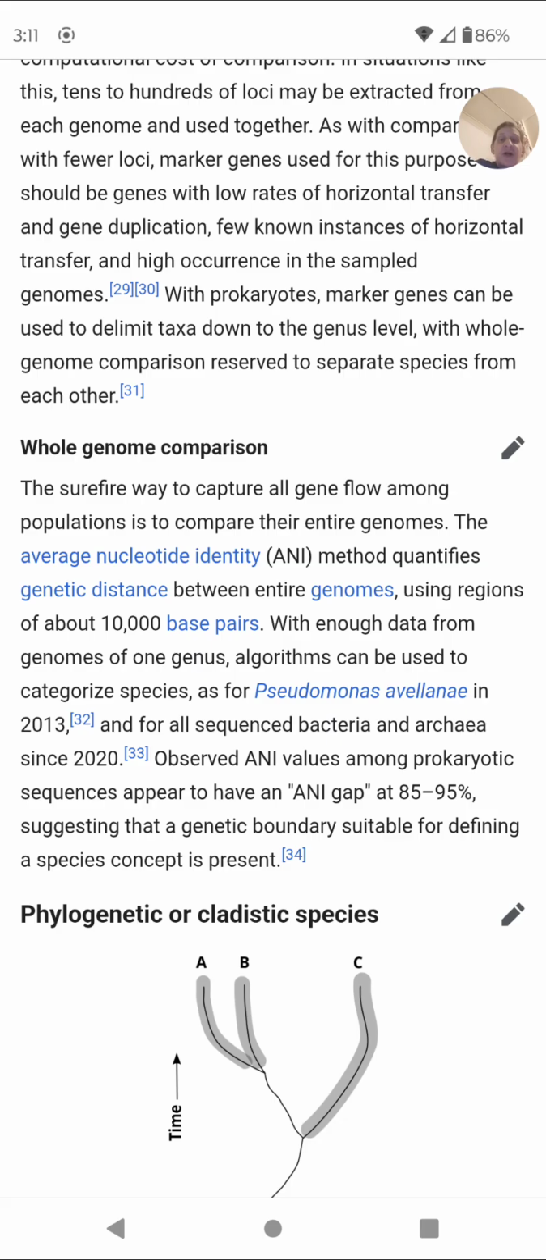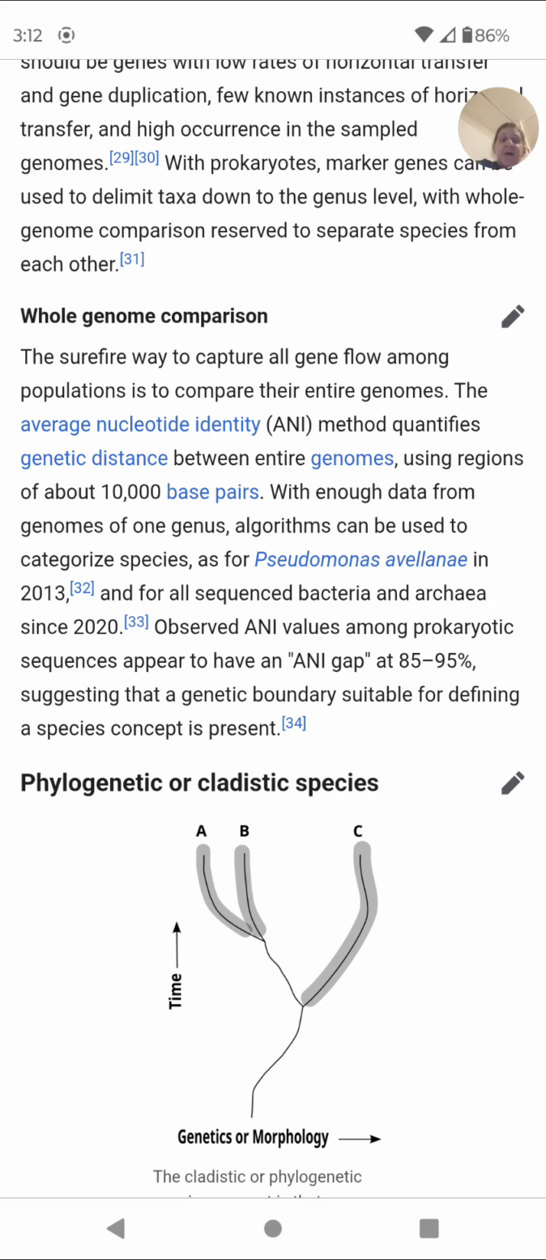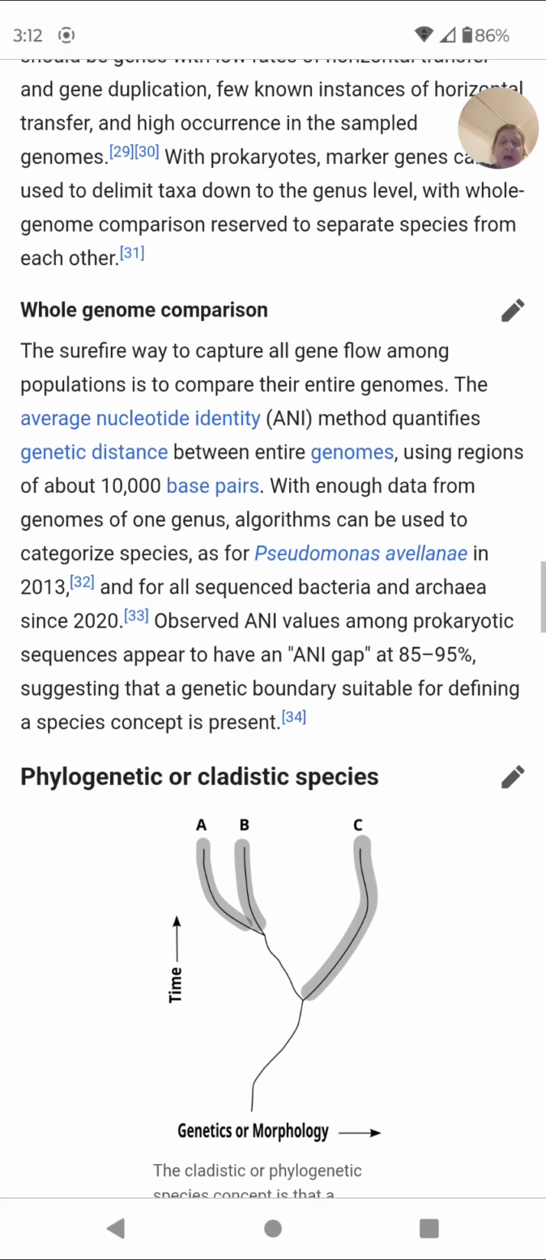Whole genome comparison. The surefire way to capture all gene flow among populations is to compare their entire genomes. The average nucleotide identity (ANI) method quantifies genetic distance between entire genomes using regions of about 10,000 base pairs. With enough data from genomes of one genus, algorithms can be used to categorize species, as for Pseudomonas aviarum in 2013, and for all sequenced bacteria and Archaea since 2020. Observed ANI values among genomes appear to have an ANI gap at 85 to 95%, suggesting that a genetic boundary suitable for defining a species concept is present.